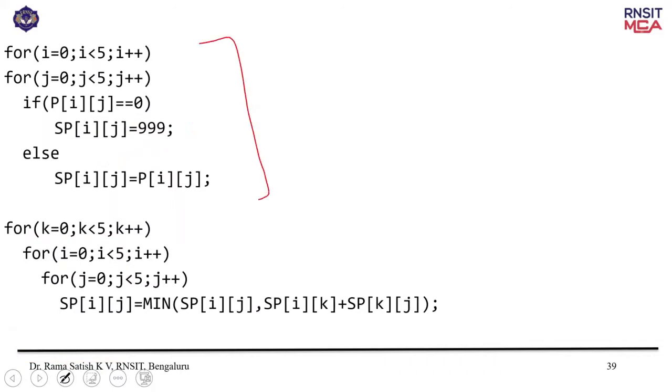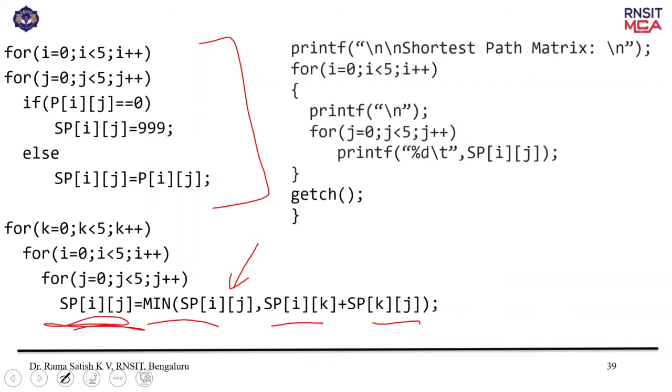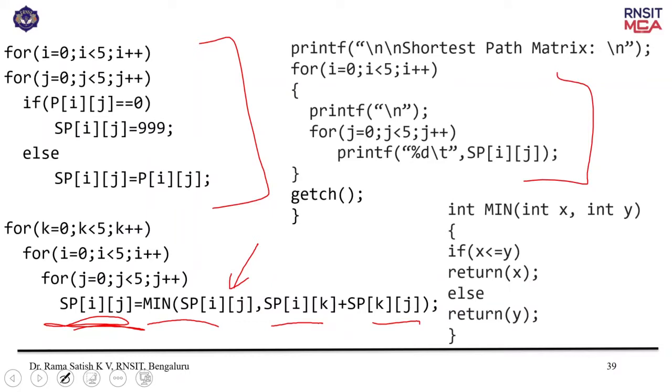In this for loop you are doing that. Next, you are storing the minimum value between the shortest path of ij and ik plus kj. So it is calculated and the minimum value is stored in the shortest path. Once it is stored, you can display the shortest path. It is done. And of course, the min function also works this way.